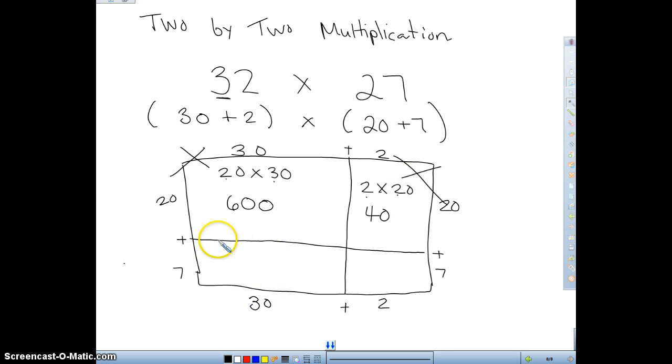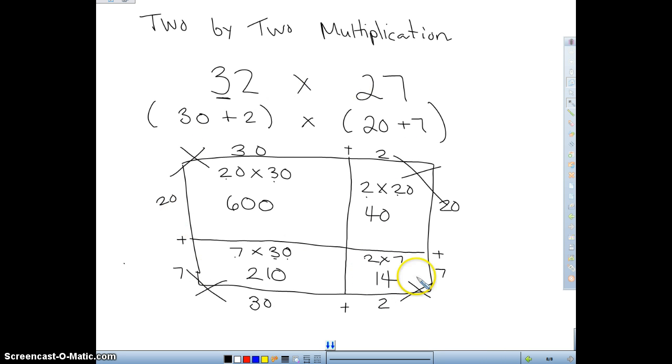To find the area of this rectangle, we're going to multiply 7 times 30. 7 times 30. 7 times 3 is 21, but that's not the answer. Plus the 0, 210. And for the area of this rectangle, we're going to multiply 2 times 7, and that equals 14. So now we know the area of each of these smaller rectangles.